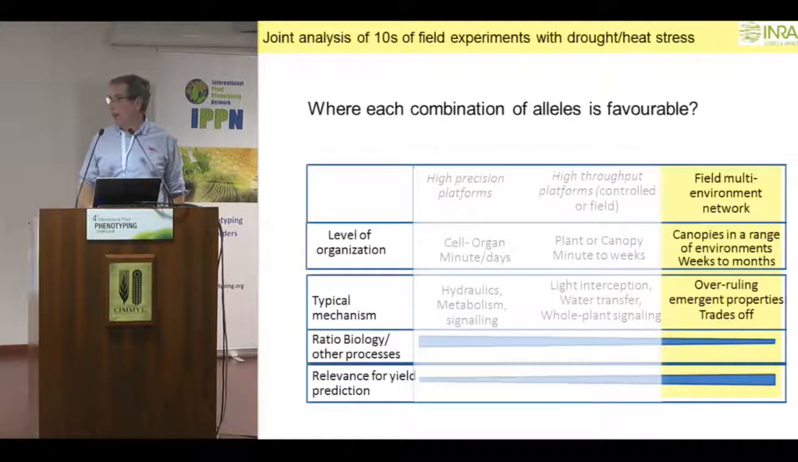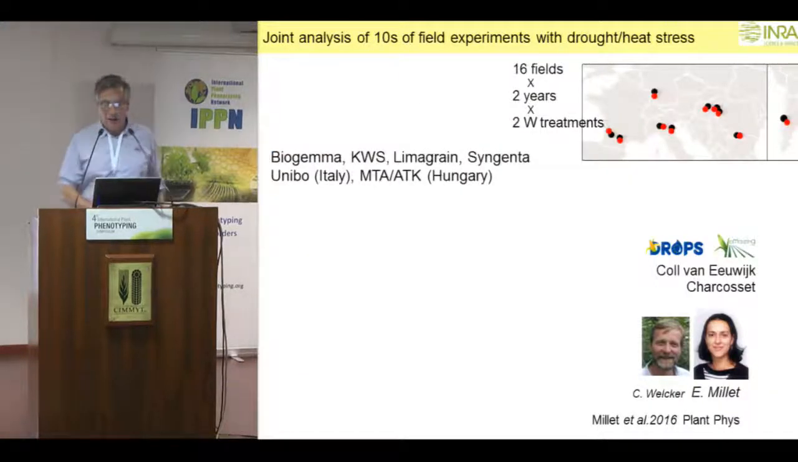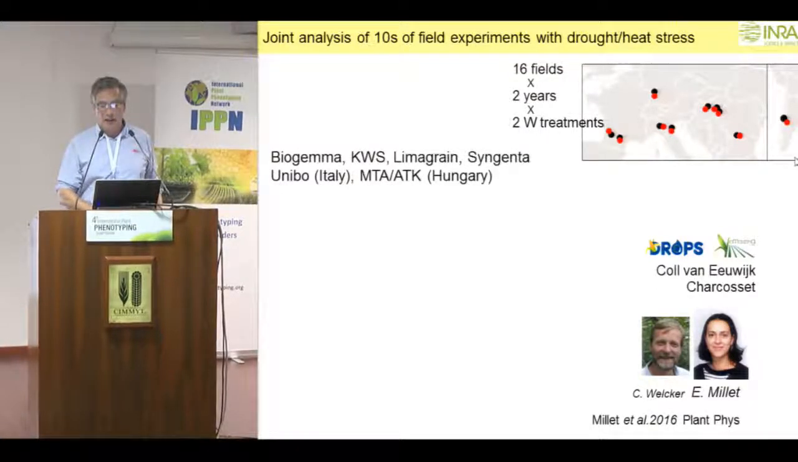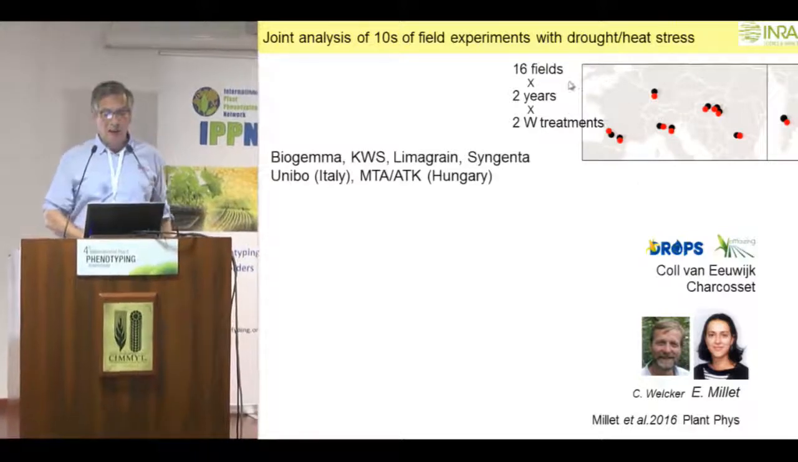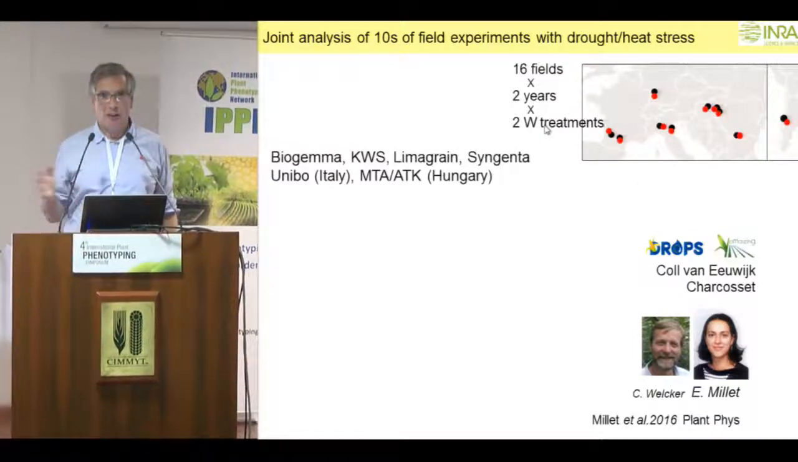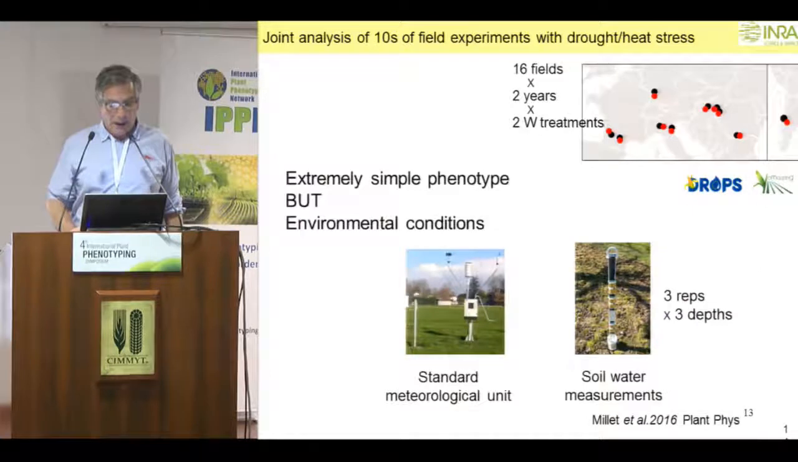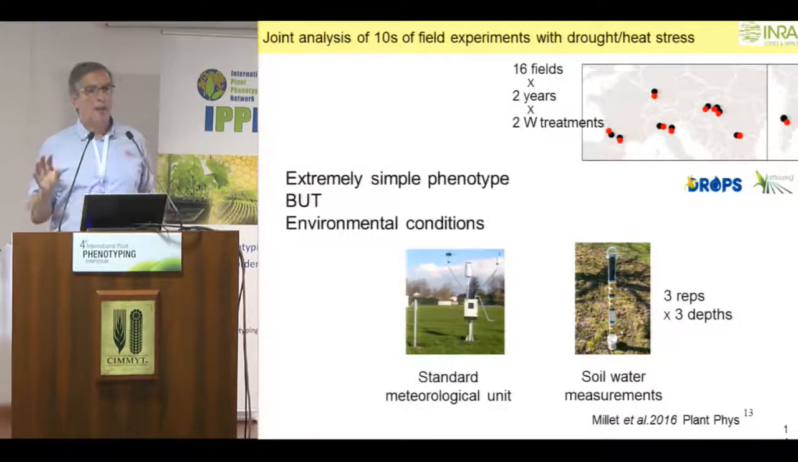And we are asking exactly the question that Fred was asking, and he's participating in this work. It's where each combination of allele is favorable. So we did in DROPS, a European project, and its continuation in Amazing, and with the help of many companies, breeding companies, and Fred and Alain Charcosset, we had 16 fields, 2 years, 2 watering treatments, so a decent number of experiments. And we did exactly the type of phenotyping that the breeders do already. So nothing new, only yield component, that's it.